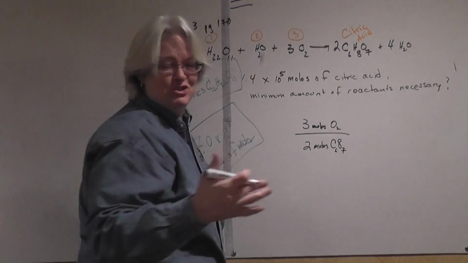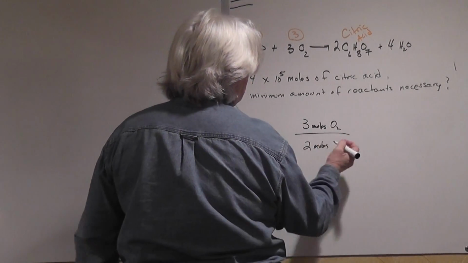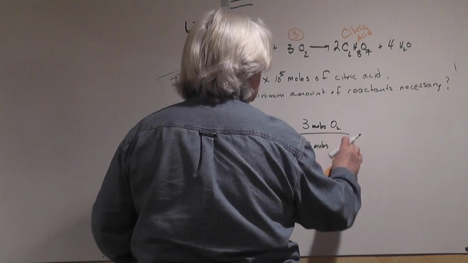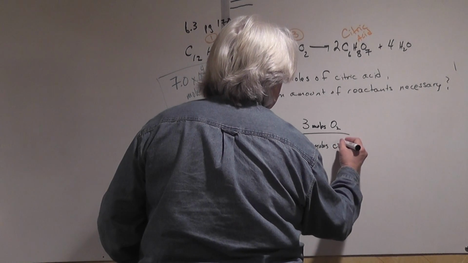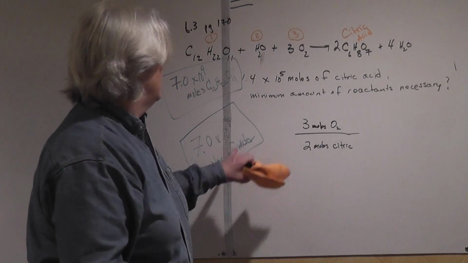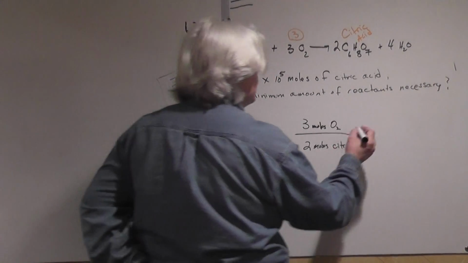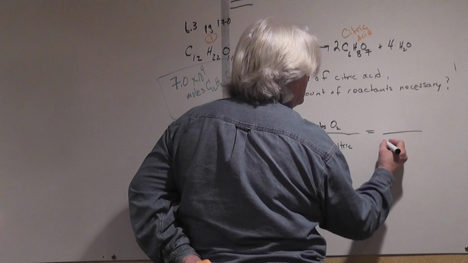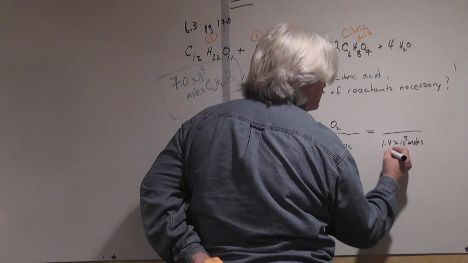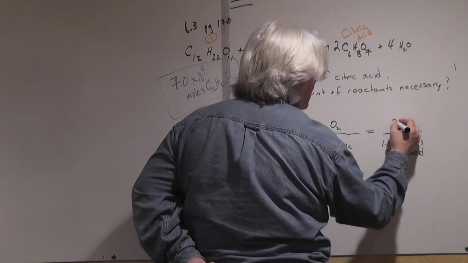C6H8O7, I guess they sound similar. 2 moles citric acid. So, if we need to produce 1.4 times 10 to the 5th moles of citric acid, so we have 1.4 times 10 to the 5th moles of citric acid, how much oxygen do we need to have?